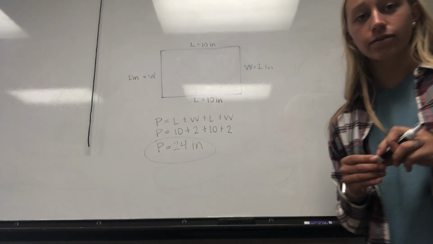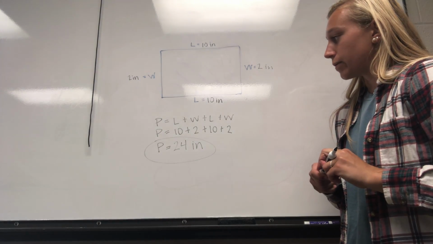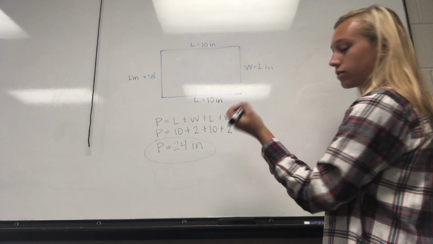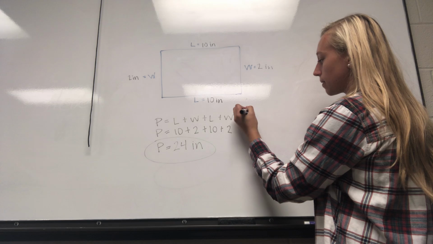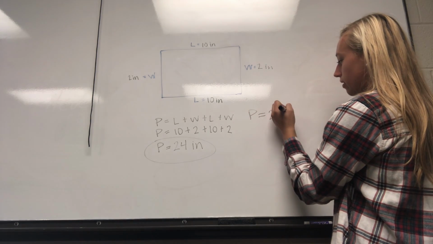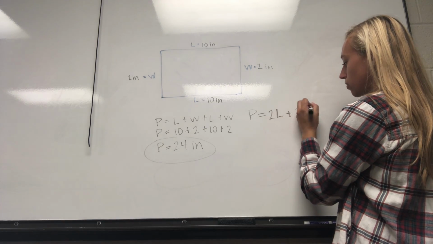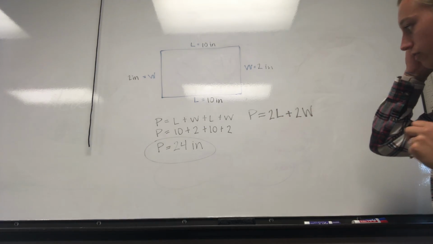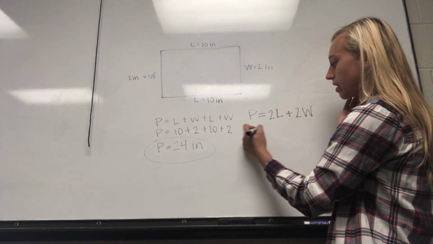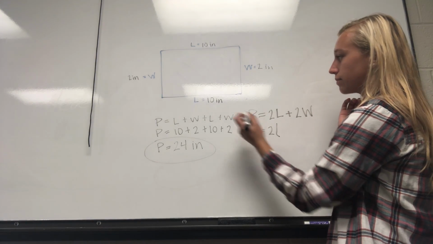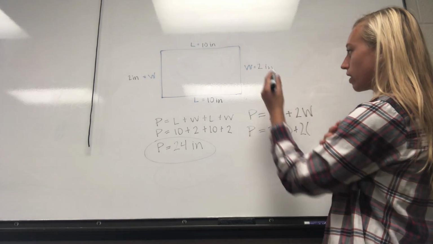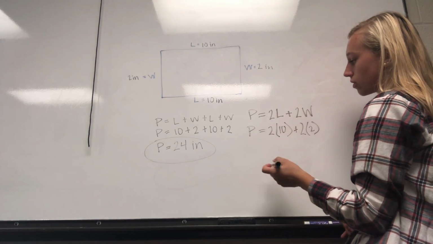Now another way to find perimeter is to condense this equation and use a different one using multiplication, which would be P equals 2 length plus 2 width. So if we plug this in for this example, we have P equals 2 times the length, which is 10, plus 2 times the width, which is also 2.